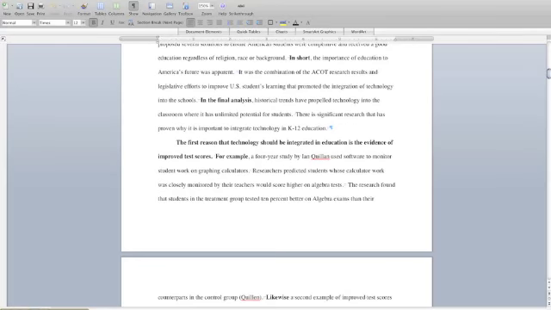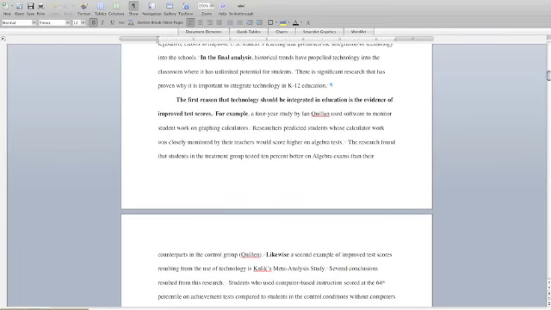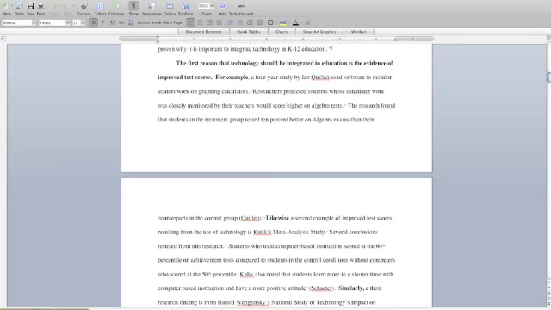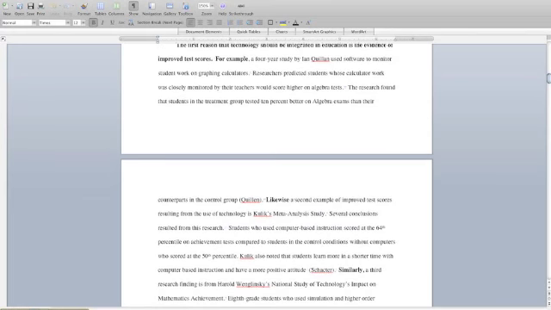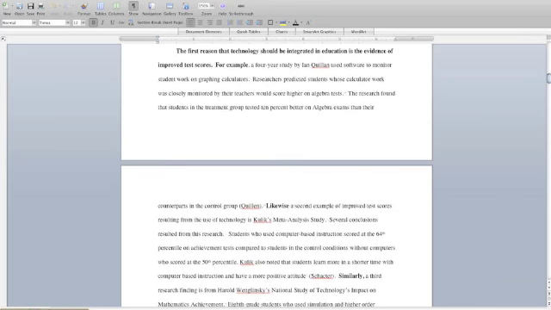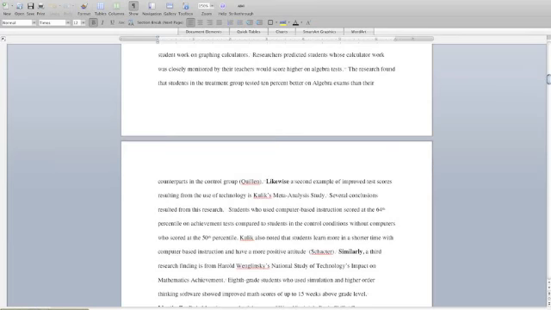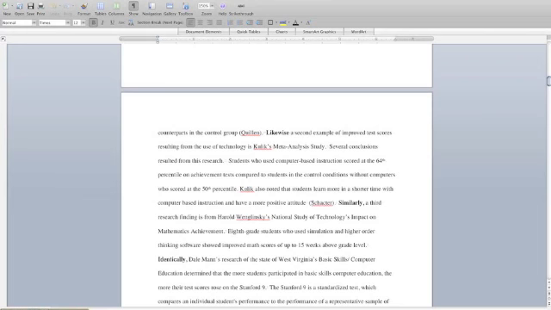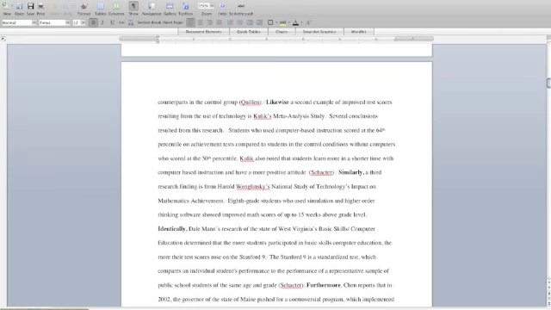Okay, and let's just scan and look at this first body paragraph. Right away, the writer moves into the research. For example, using the transition words, for example, a 4-year study by Ian Killen used software to monitor student work on graphing calculators. Okay, and notice the in-text citation after this paraphrased data here. All right, then the student gives another example. The student uses the transition word likewise. A second example of improved test scores resulting from the use of technology is Kuluk's meta-analysis data. Okay, and there's the in-text citation for that one.